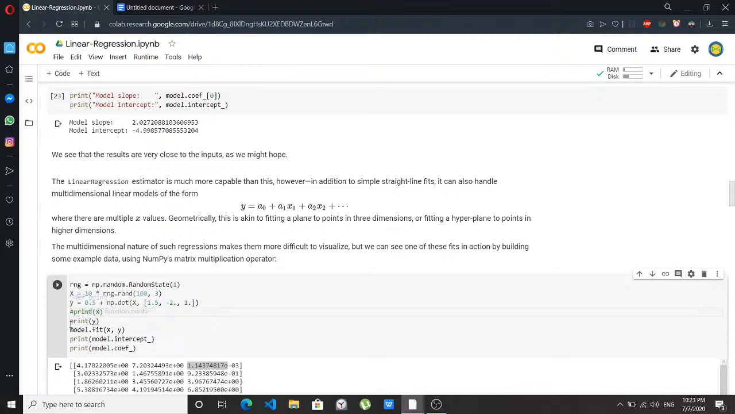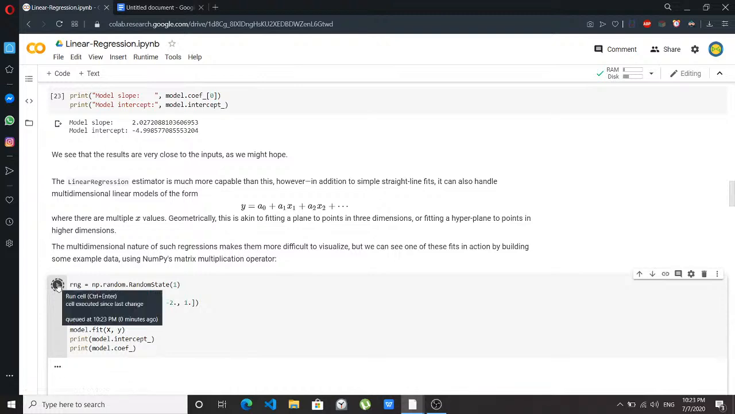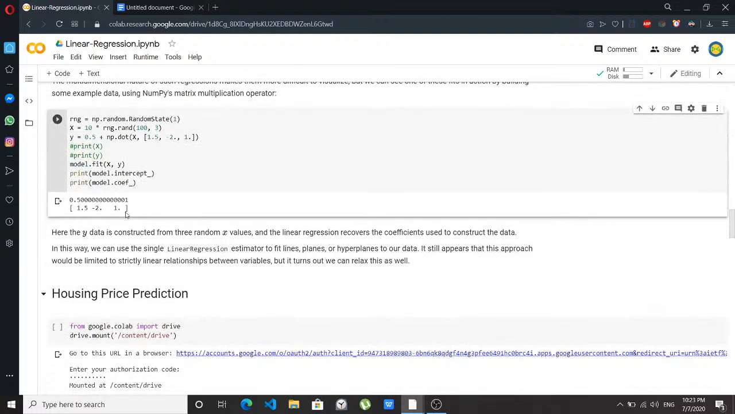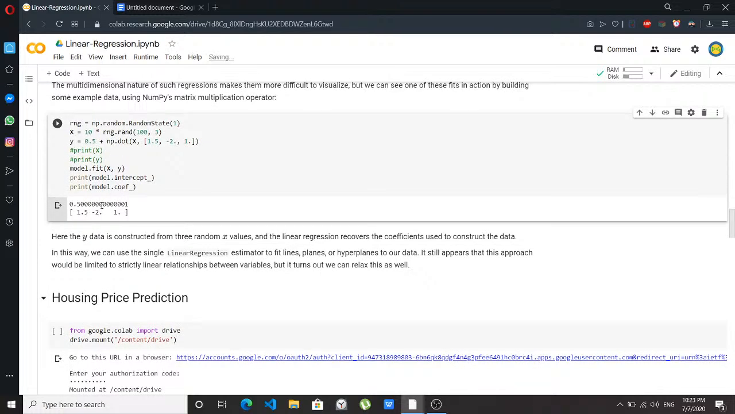I think we should remove this commenting as we have already removed the x and y. And as you can see, the intercept is very efficient, that is 0.5 what we have taken here. And as you can see, the coefficients are very efficient, 1.5, -2 and 1. It was able to produce the exact same input we have given to it. That is, the model is working very efficiently.